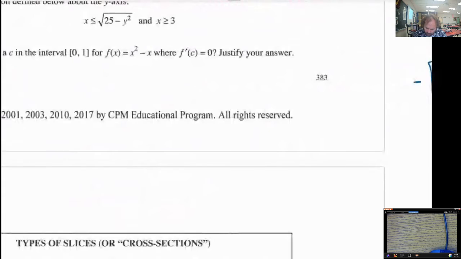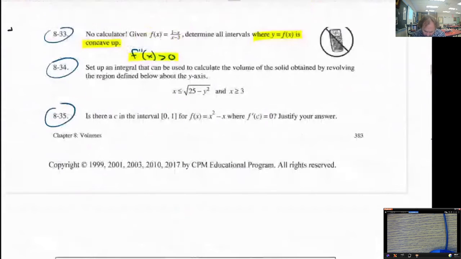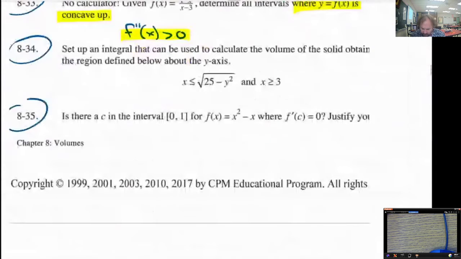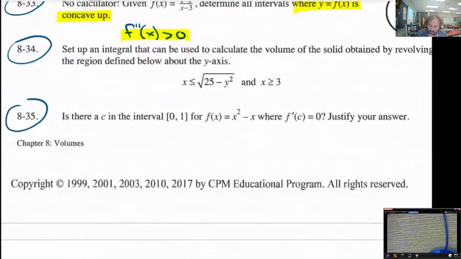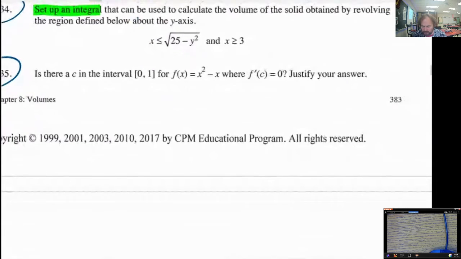Moving on into the next one, we got 84. Set an integral that can be used to calculate the volume of the solid obtained by revolving the region defined about the x-axis and or about the y-axis. And the nice thing is we don't need to actually calculate it. If you're reading the directions, all we got to do is set it up. That's pretty common on the AP test. You don't actually have to evaluate it. You just got to set it up.